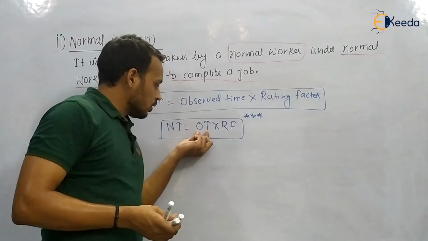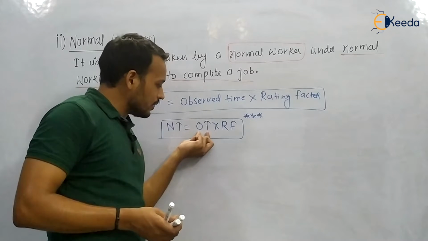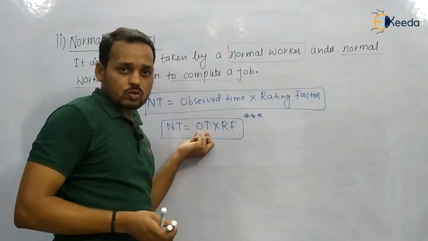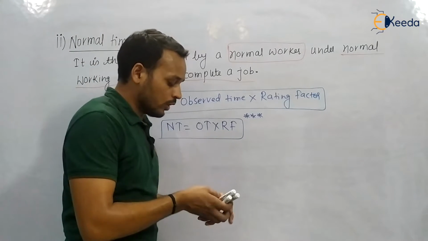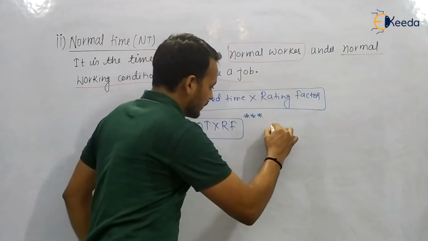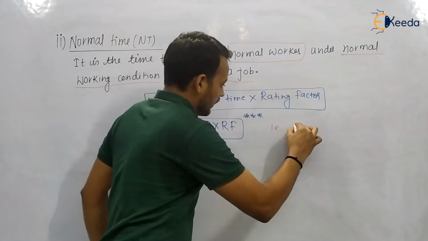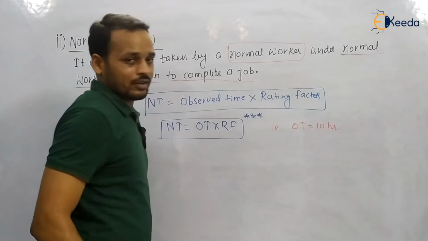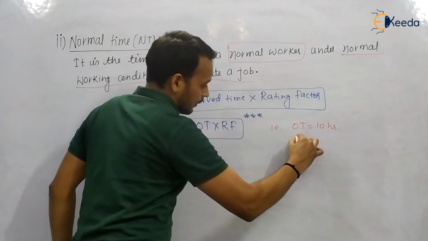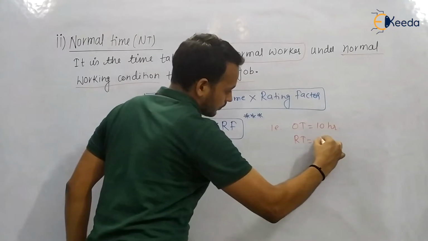Suppose the observers measure that a worker is going to require 10 minutes, and suppose the rating factor is 120%. I am taking an example. Suppose that the OT is 10 minutes or 10 hours, and the rating factor is 120%.